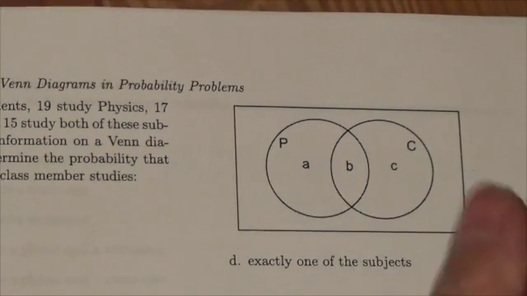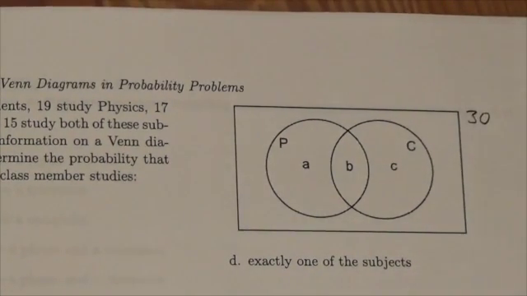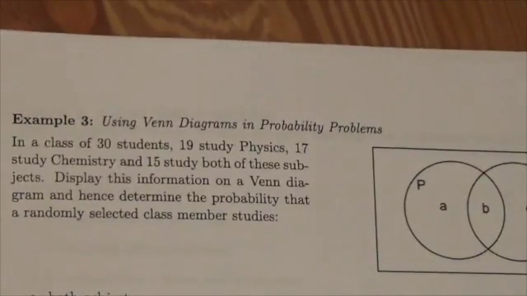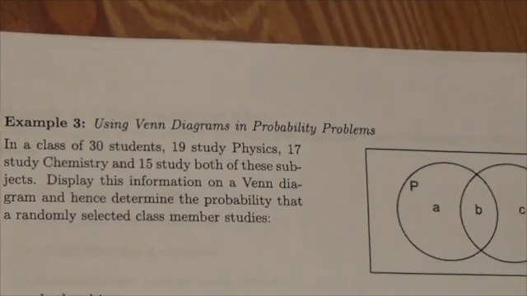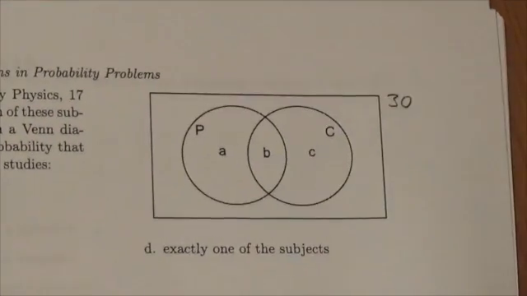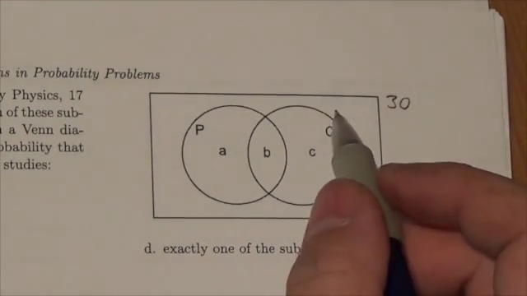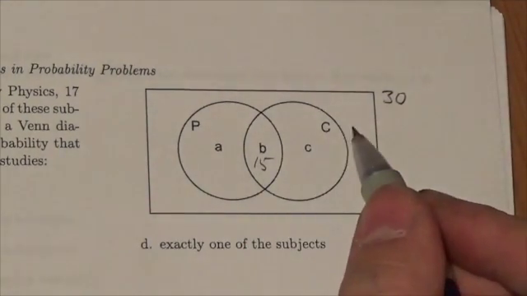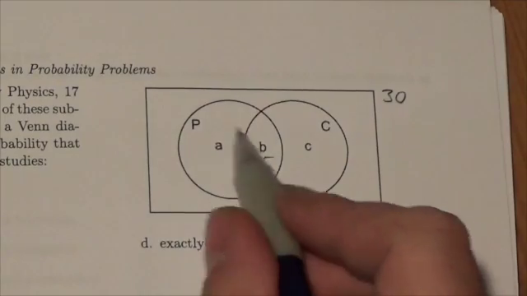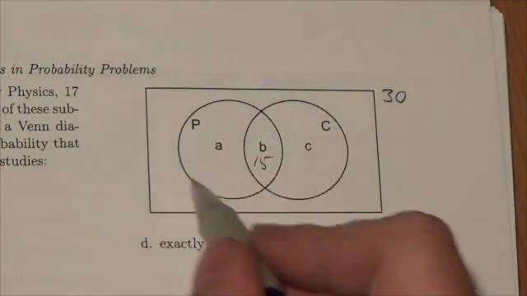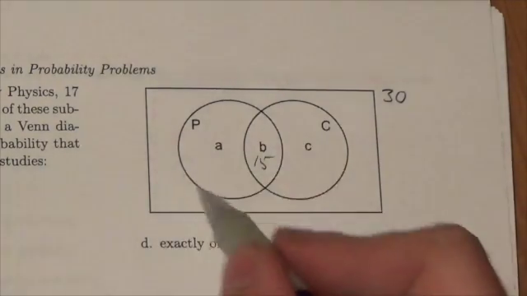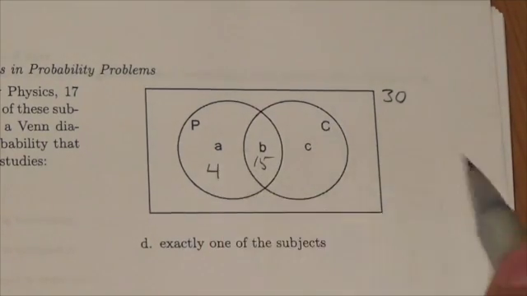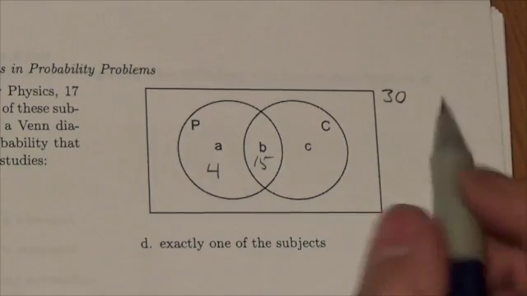First of all, just off to the side here, I'm going to put 30, because the question says that there are 30 students in this class. Well, that's my universe. The question says quite clearly that 15 study both, so that's 15 in the middle here. Then it tells me that 19 study physics. That means in this circle there has to be a total of 19. There's already 15 in this part of it, which means there has to be just 4 left over.